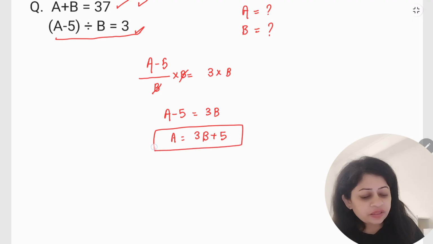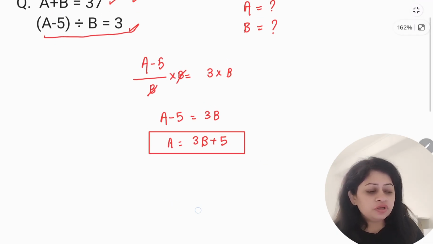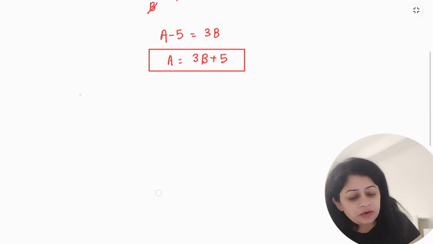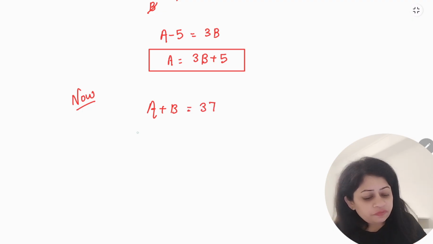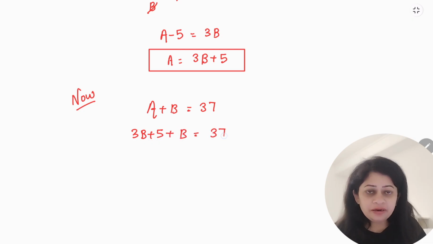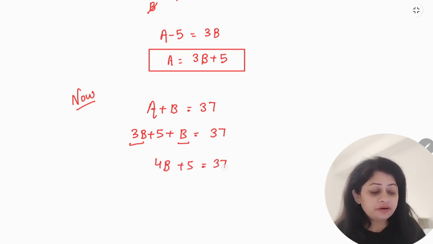right? Now we have our equation a plus b is equal to 37, right? Now, a plus b is equal to what? 37, right? So it will be 3b plus 5 plus b is equal to 37. Adding the same variables, 3b plus 1b will become 4b plus 5 is equal to 37, right?